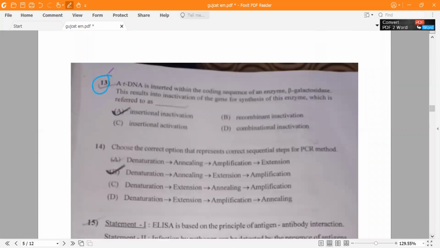Okay, so this is about insertional inactivation. It's also a neat question. When you insert the rDNA in the coding sequence of beta-galactosidase, the enzyme gets inactivated. It will not be formed. So it is termed as insertional inactivation. Also a neat question.